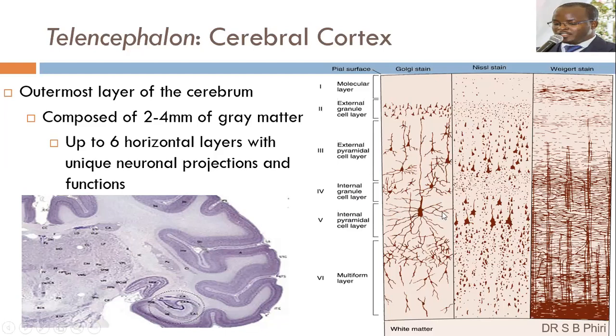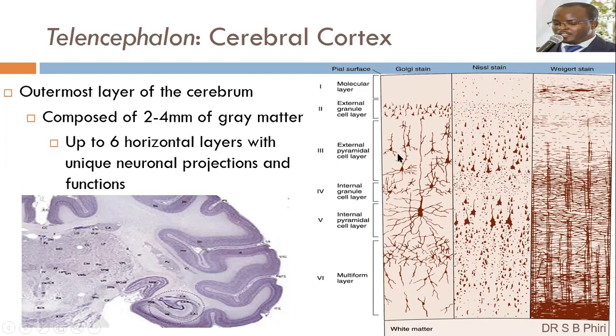Then you also have extrapyramidal tracts that we're going to discuss. Their cell bodies are not starting from here. They're starting from nuclei embedded within the brain tissue itself. Then you have the last layer, which is called the multiform layer. So the multiform layer also contains neurons that are involved in motor function.